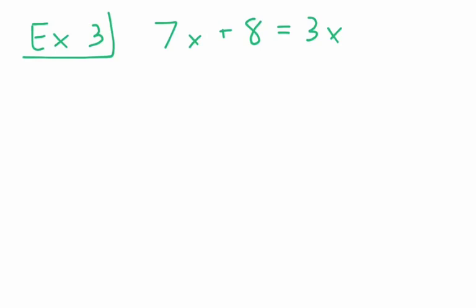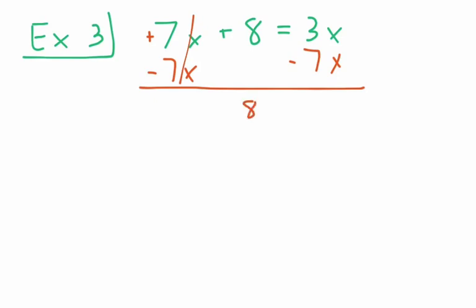So in order to do that, right now we need to keep in mind that this 7x is positive. There's an invisible plus sign in front of there. So to get rid of that positive 7x, we need to subtract 7x from both sides. That causes these to cancel over here. I'm going to bring down my 8. I can drop the plus sign because it's assumed that it's going to be positive. I'm going to bring my equal sign straight down. And now on the right side, I have 3x minus 7x. 3 minus 7 is going to give me -4. And the x comes along. So now we're left with 8 equals -4x.